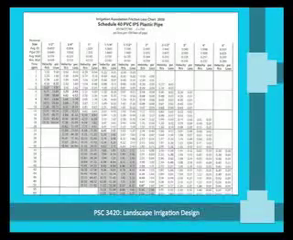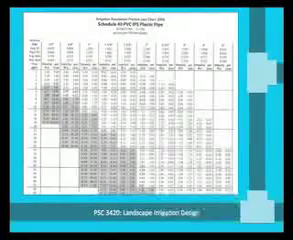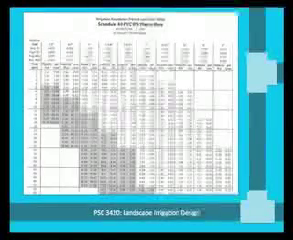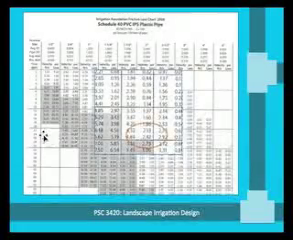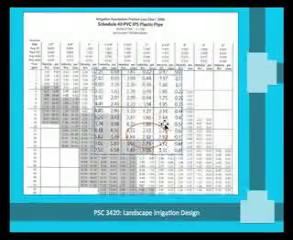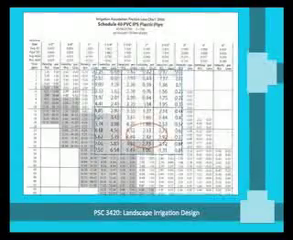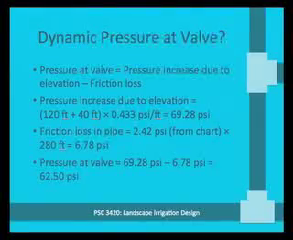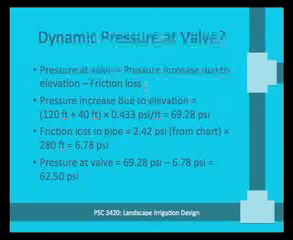So here's the chart for Schedule 40 PVC again, and remember this time we're working with 1.5 inch pipe at a flow rate of 30 gallons per minute. If I blow up the relevant portion of the chart, I would be coming across here at 30 gallons per minute, coming down here to 1.5 inch pipe, and I see that the pressure loss is 2.42 psi per 100 feet of pipe. So going back to our calculation, the pressure at the valve is going to equal the pressure increase due to elevation minus the friction loss.